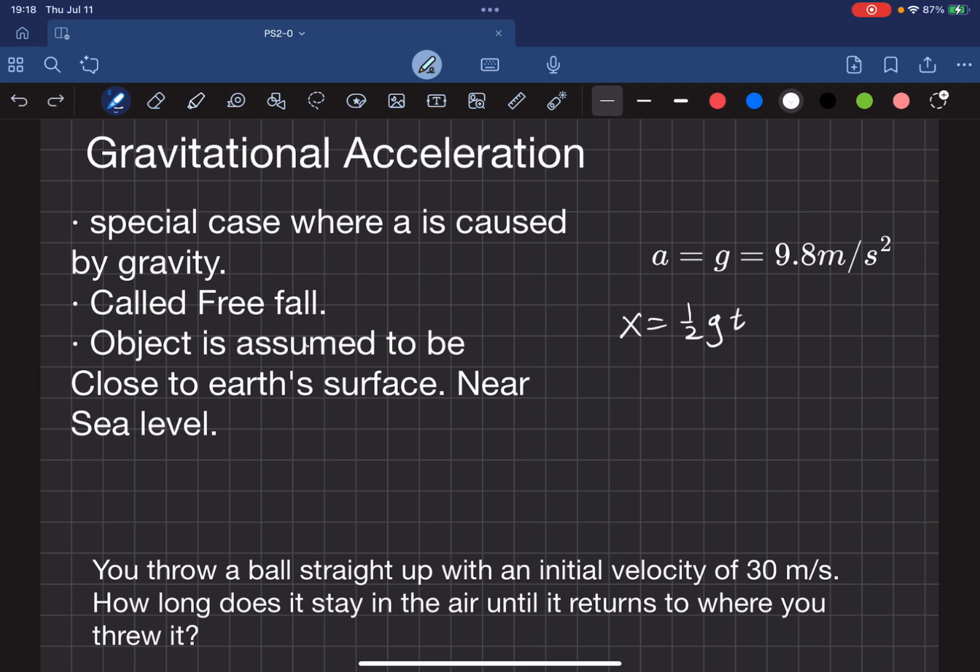Just be aware when you do that, you need to account for direction. So if you assigned down as negative, then it's going to be x is equal to 1/2 negative g t squared. So you still need to keep account of the direction, and it all depends on whether you call down as negative or down as positive. But the value, the magnitude of it, is going to be 9.8 meters per second squared.